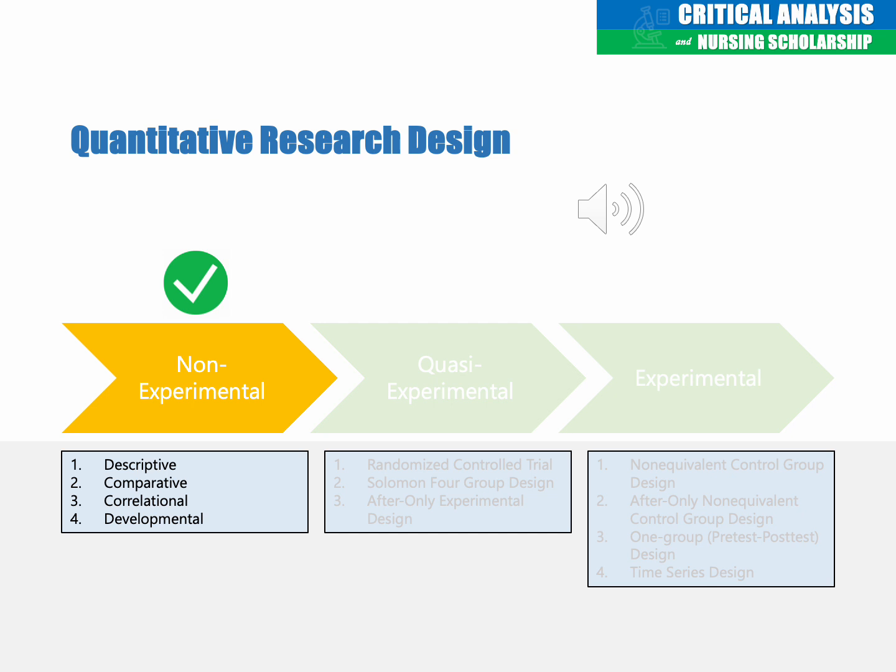Our next few slides deal with the different types of non-experimental designs with nursing examples to help you understand when and why each design is used. Now, there are 4 types of non-experimental research design: descriptive, comparative, correlational, and developmental.